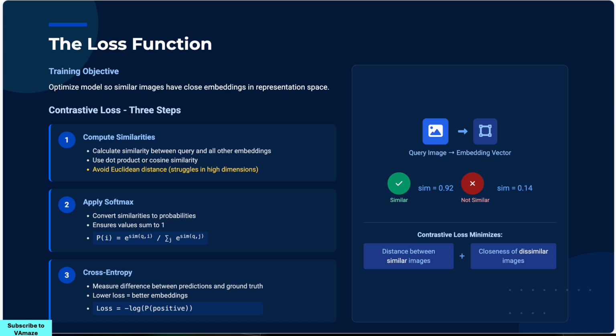Second, we apply a softmax function over these similarities. This converts our similarity scores into probabilities that sum to 1. Third, we calculate cross-entropy loss.